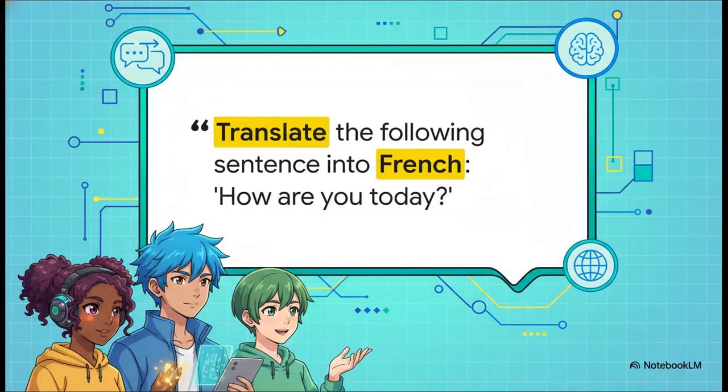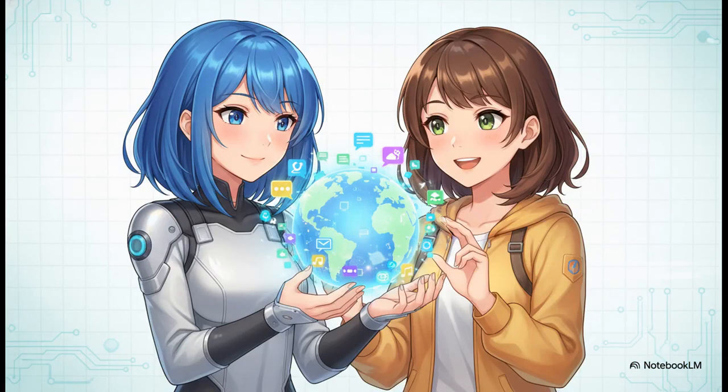Let's look at a second example here. "Translate the following sentence into French. How are you today?" Again, notice the structure. It's a highly direct, action-oriented request. It specifies the exact operation, translate, and the target language, French, right before providing the actual text. There is absolutely no confusion about what the AI needs to execute in the scenario. And boom, the AI provides an immediate, accurate result. "Comment allez-vous aujourd'hui?"